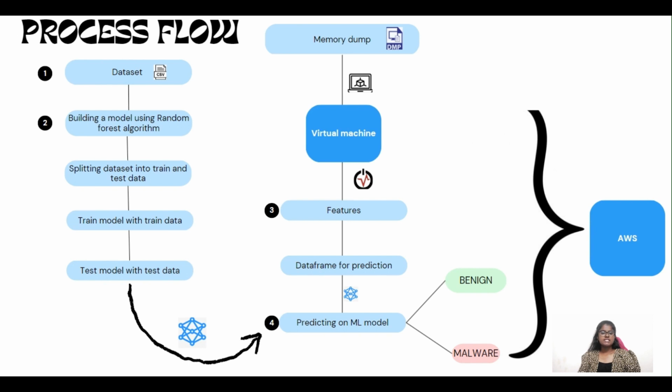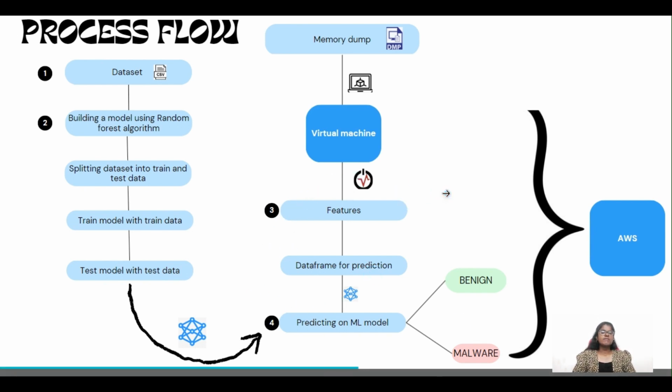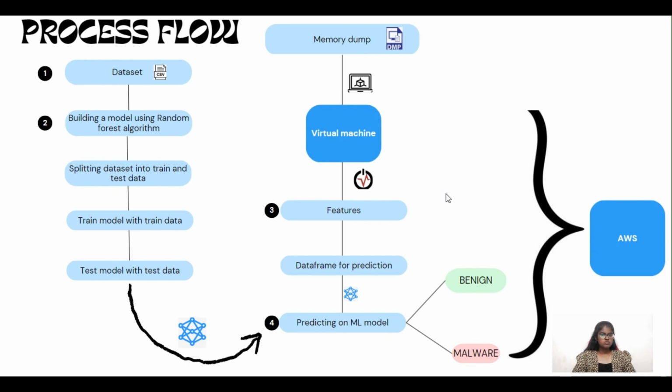The next step is the memory dump. We extract the memory dump and analyze it in a virtual machine, extract the features from that memory dump, build a data frame using those features, and send them for prediction to the ML model which we have already built. That ML model will detect our memory dump as malware or benign. All these steps will be done in AWS. AWS has a service named EC2, where we will build our virtual machines and use them for analyzing our memory dumps.